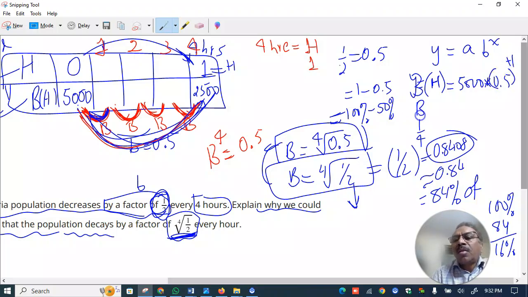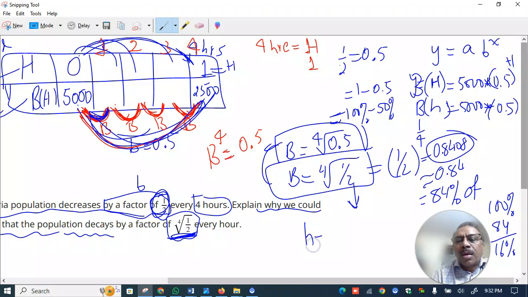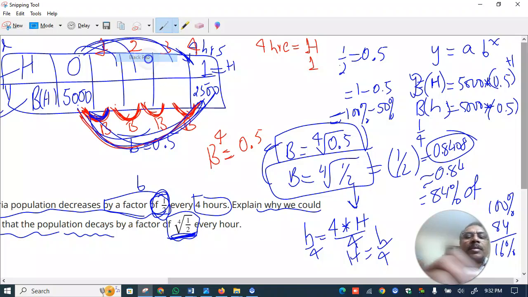And now we can write also this for every hour. That means this way, for each hour it will be lowercase h, and that will be 5,000 times 0.5. But this time, remember that the h, lowercase, the number of hours is always 4 times the number of 4 hour periods. So if you divide by 4 both sides, you get h is this. So this answer becomes, so this is h by 4.